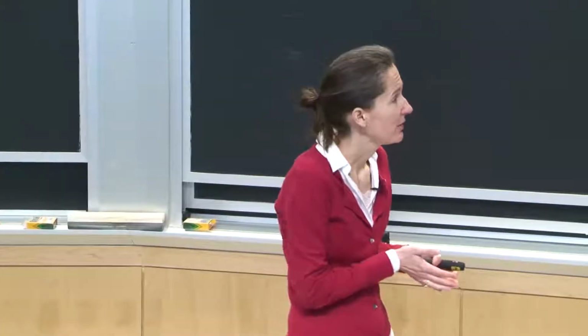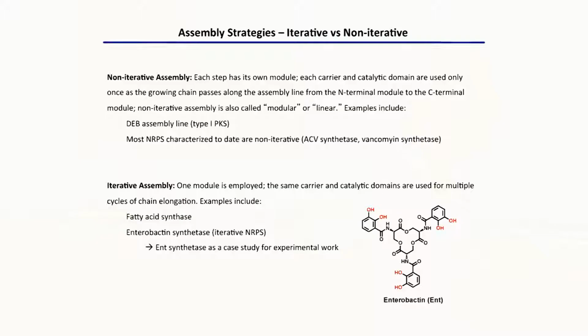So in these iterative assembly lines, effectively only one module is employed over and over again. So you can have the same carrier protein and same catalytic domain used for multiple cycles of chain elongation. Right, and that's what we saw in fatty acid synthase, where there are multiple cycles of addition of a C2 unit via the same domains. And so what we're going to see today is this type of iterative assembly is responsible for the synthesis of this molecule here.